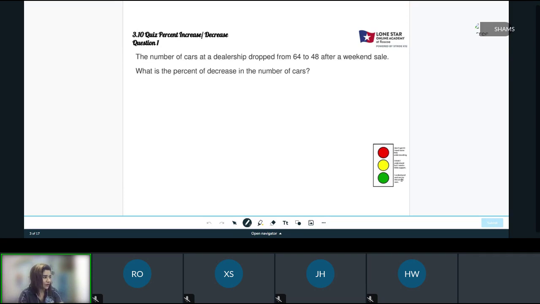So the number of cars at a dealership dropped from 64 to 48. Step 1, the original number of cars. How much is the original number of cars? It was 64. Original always goes over here, right? Then we want to find how much is the decrease. Can you guys calculate how much is the decrease from 64 to 48, by subtracting? Go ahead, subtract and tell me how much was the decrease.